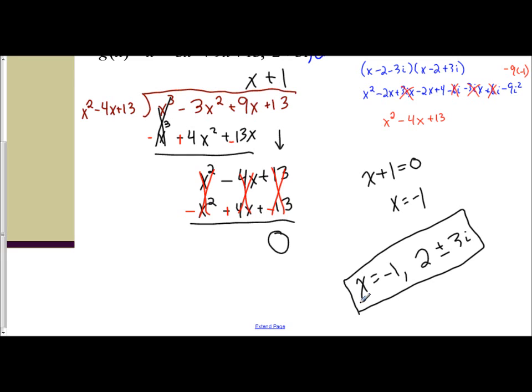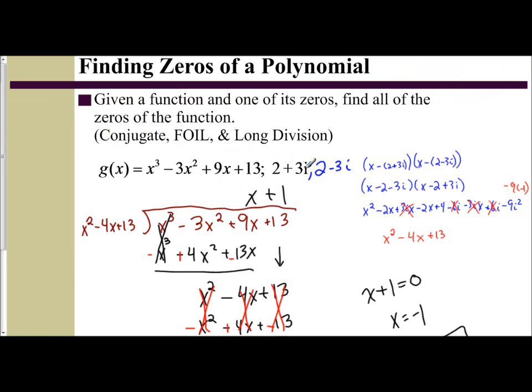So when you're given a complex zero, what you have to do is find the conjugate, distribute it out, get the polynomial created, and then you have to do long division. When we were given real zeros before, we could do synthetic division. And so that is how you find the zeros of a polynomial when given complex zeros.